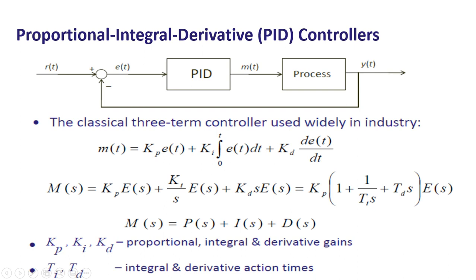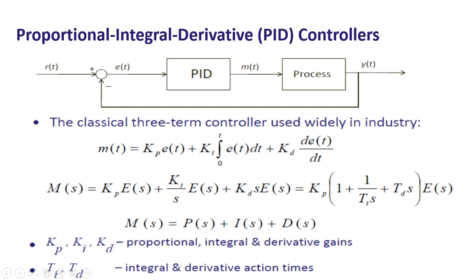So it has three terms. One is the proportional gain that multiplies with the input. The input is the error. The second one is the gain that multiplies with the integration of the error. That's why it's called the integral term. And the last one is the gain that multiplies with the derivative of the error. So that's why it is known as derivative. So it has three terms: proportional, integral, and derivative. So that's why it is called PID. P for proportional, I for integral, D for derivative.